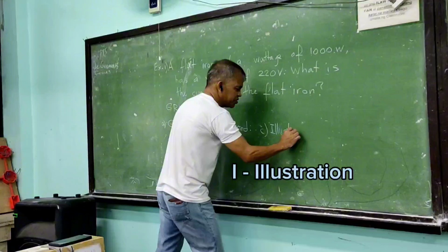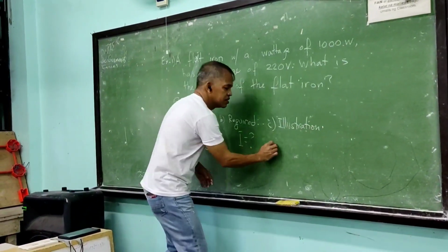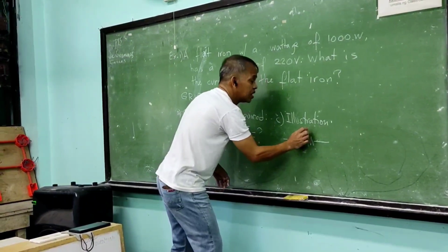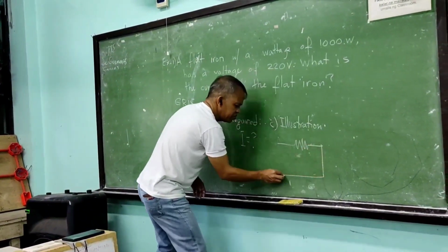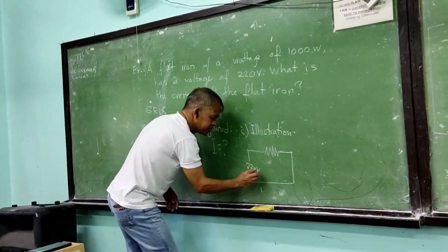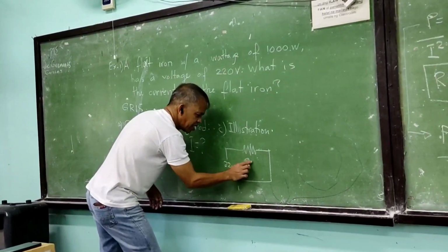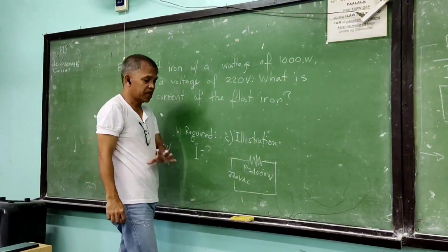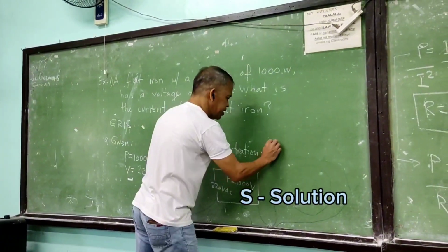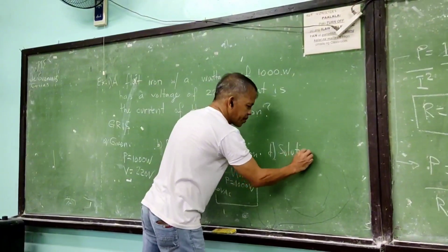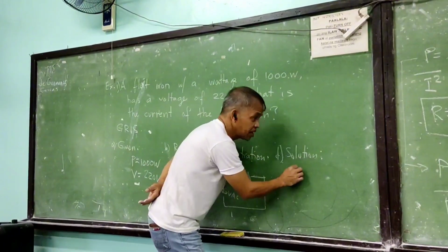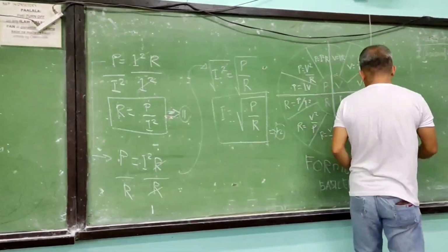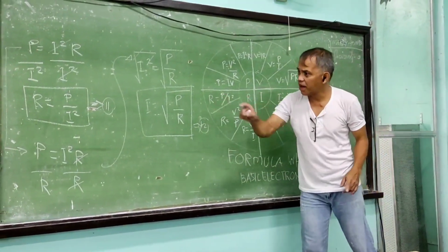The illustration is optional. You can illustrate the resistance of the flat iron connected to the voltage of 220 volts AC. So the power is 1,000 watts. The power of the iron is really high, huh? So the solution: the next step in GRESA. The solution is, you now choose a formula. What are we looking for? Current.